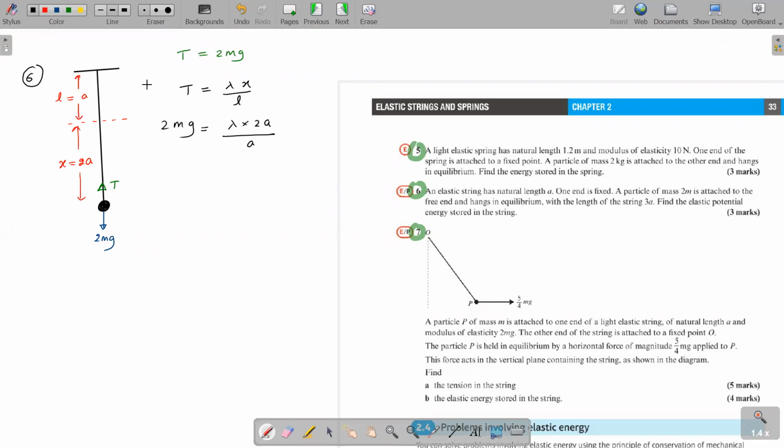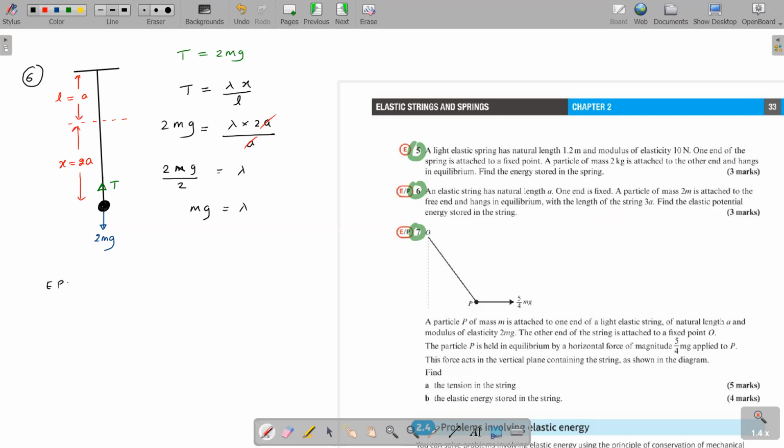Are you following me? So I can cancel off the a here and actually make lambda the subject. When I make lambda the subject, what do I get here? Lambda equals 2mg divided by 2. So lambda equals mg. So the modulus of elasticity is mg because the modulus of elasticity in this particular question is not given. They're asking you to find the elastic potential energy stored in the string.